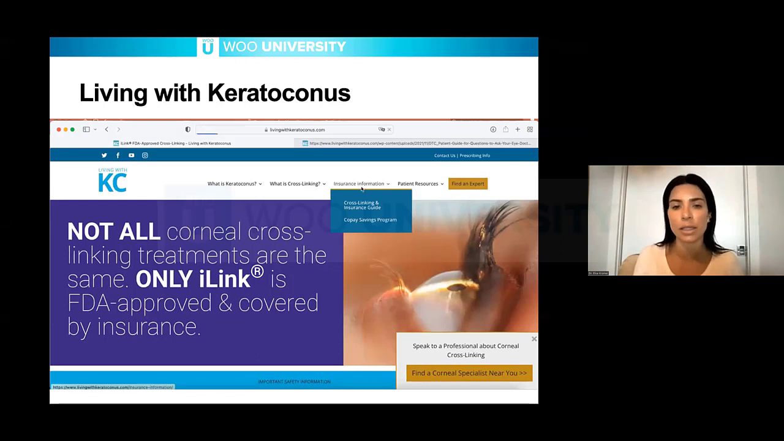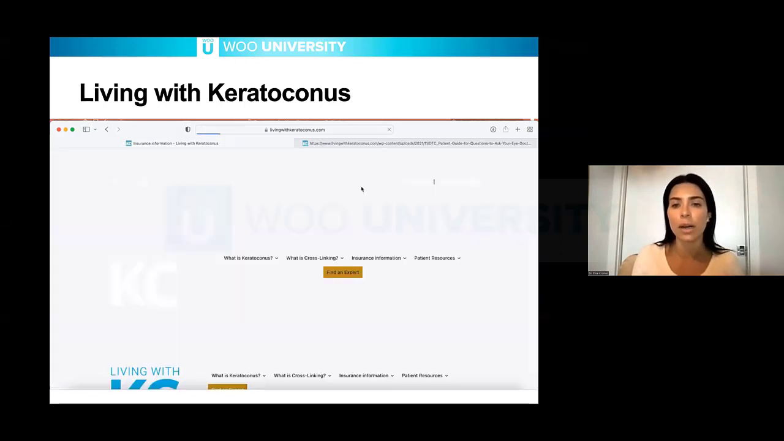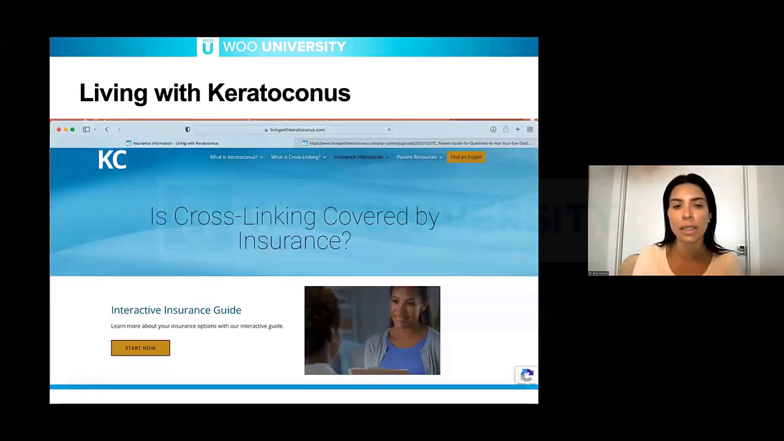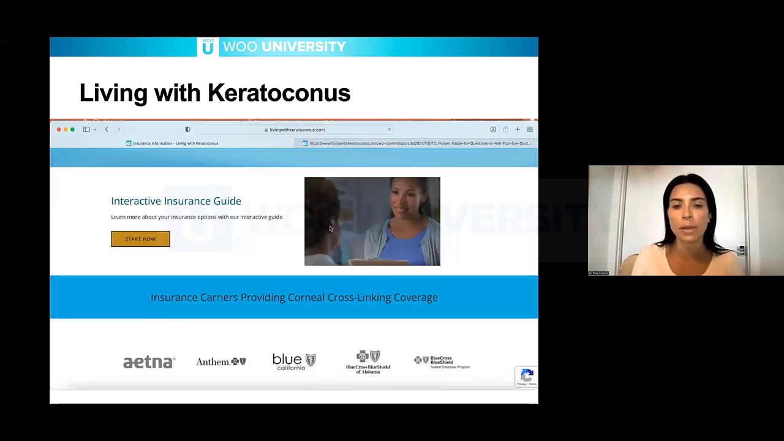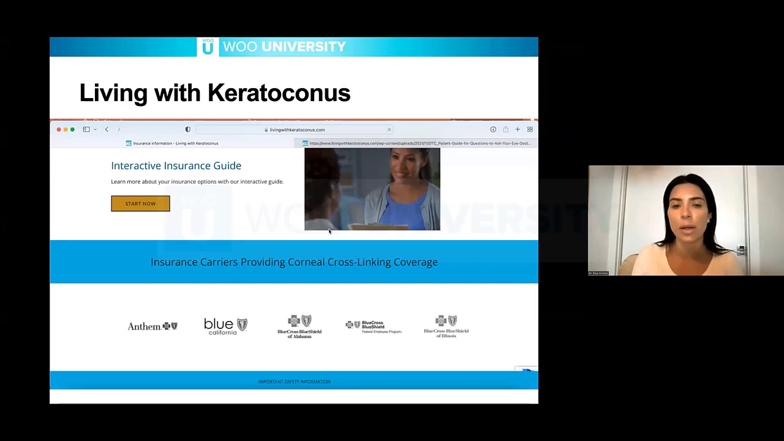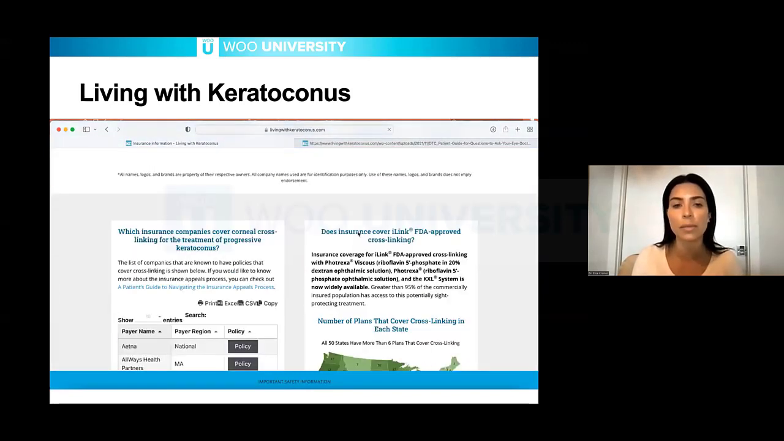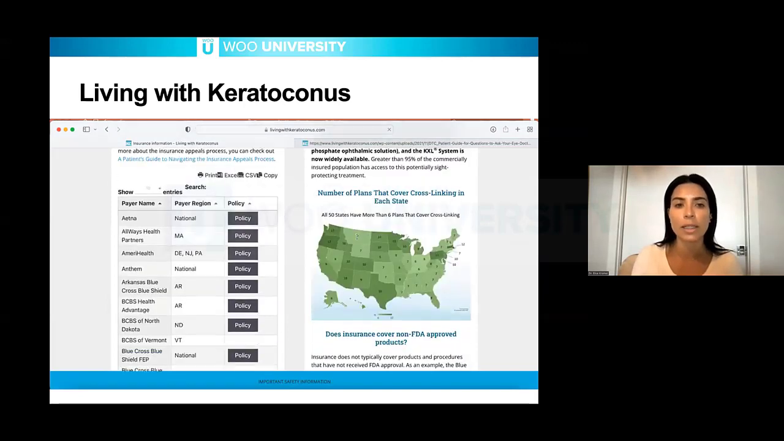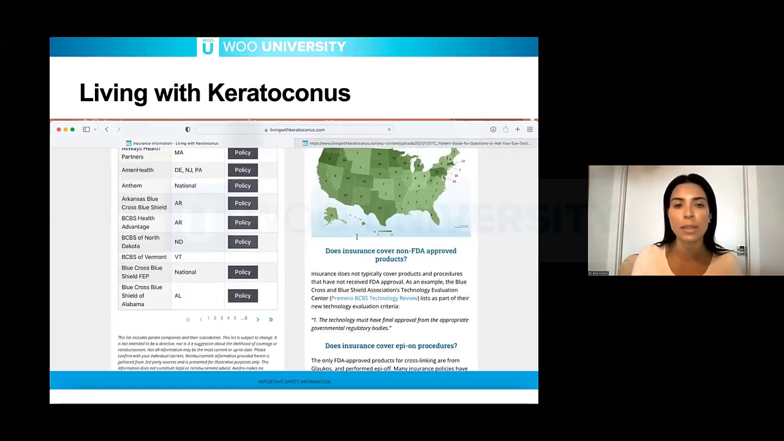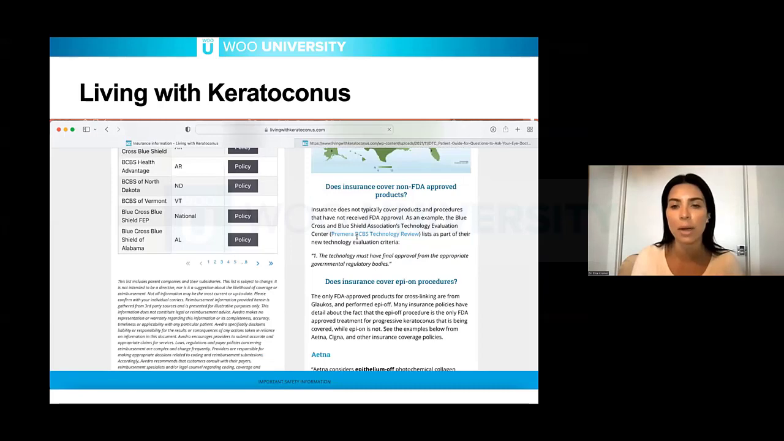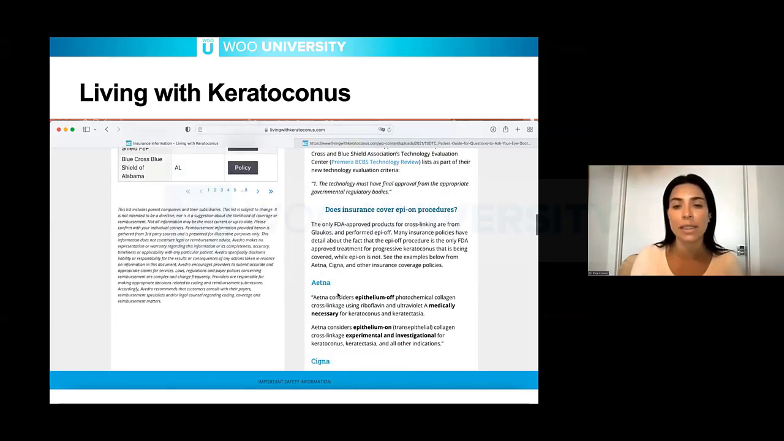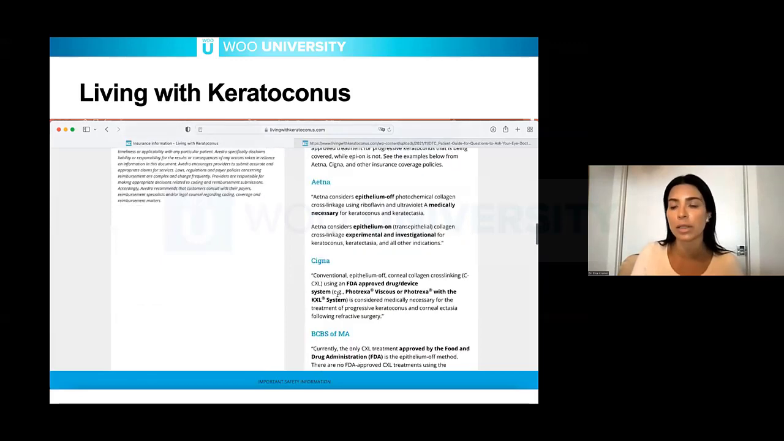I like it also because there's insurance information. In a lot of plans will cover cross-linking. So this website will help patients know prior to visiting their doctor if their policy would consider covering them. You could see a map here with different regions. You can see different policies. Anyways, it's a lot of information.